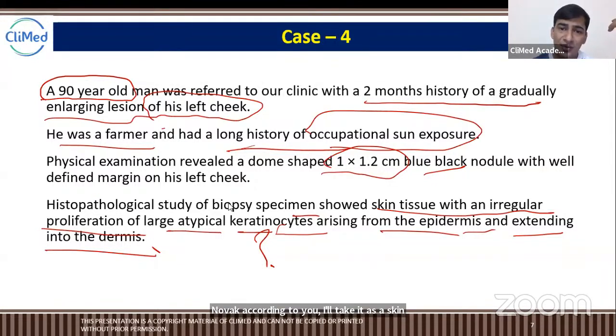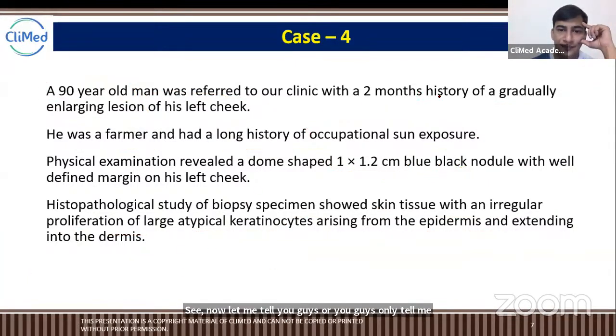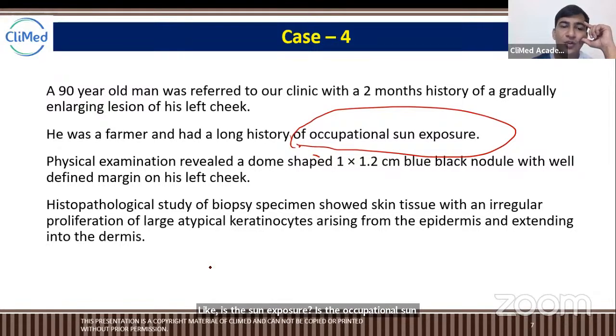Now, is occupational sun exposure associated with cancer? Why do we go and take sunlight? Vitamin D. Because of vitamin D, we usually go and take sunlight. But occupational sun exposure, as he is a farmer, means it was too much, and he might be working in high intensity sunlight, meaning the midday or the noon.